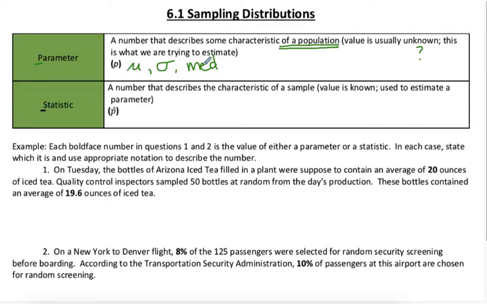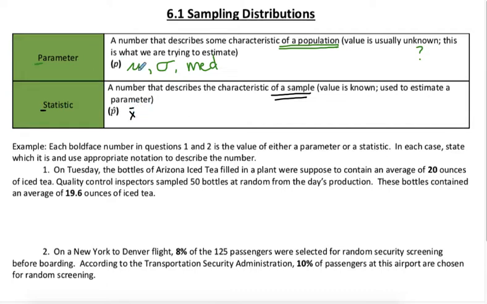Our statistic is a number that describes a characteristic of a sample. So again, statistic, sample. This value is known. We've collected this data, and it's used to estimate the parameter. We could have a proportion parameter that we're trying to figure out. What is the true proportion of AP students that have a 3 or better GPA? We can start estimating that with a sample. I might not have access to all AP students, but I have access to a well-organized sample here. So I could use p hat to predict what this p is.